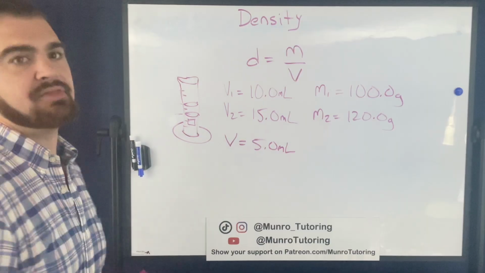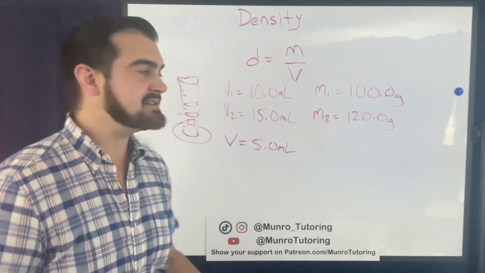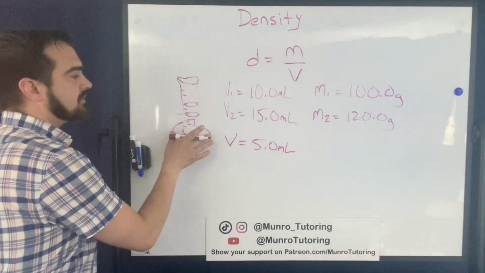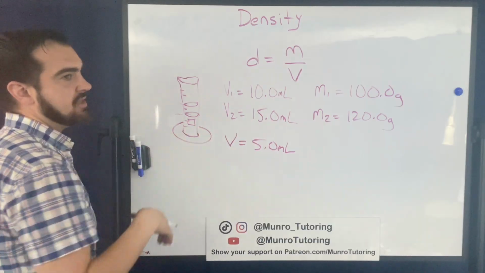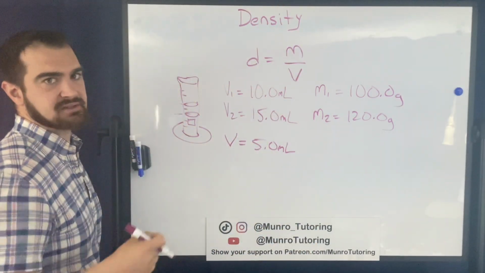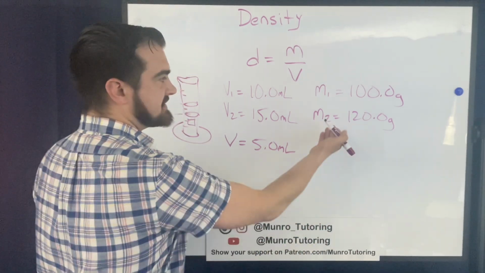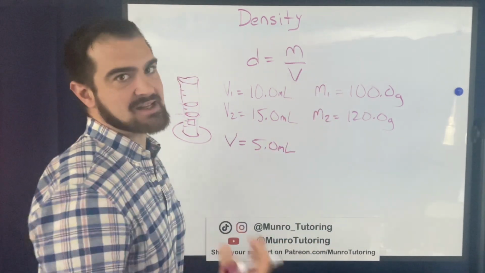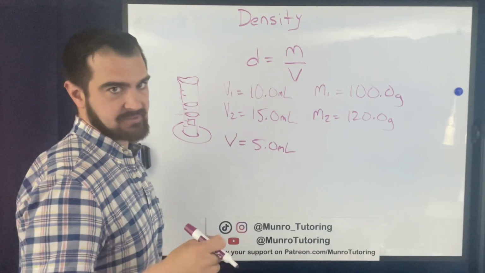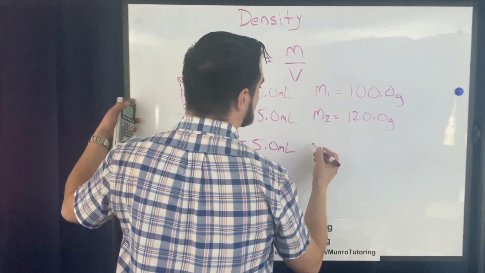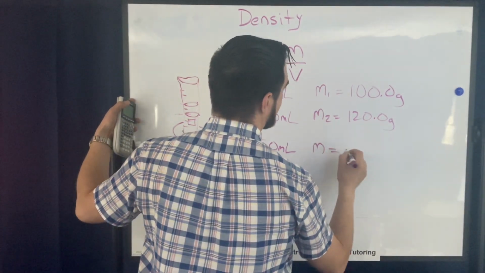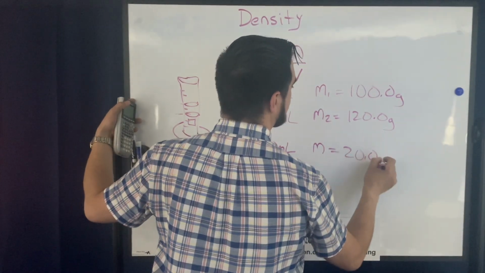milliliters. And then using the same exact idea, you weigh the water with the graduated cylinder, and then you weigh it again after dropping in this hunk of metal, and it went up by 20 grams. So whatever the second mass is minus the first mass, that's the mass of the thing that you dropped in there, okay? So the actual mass of the object is 20.0 grams.